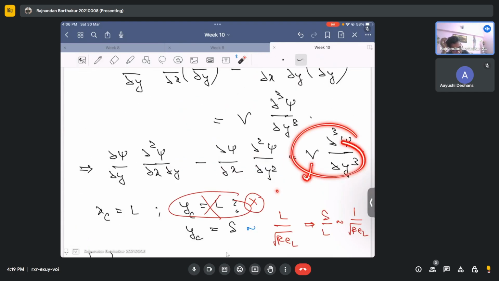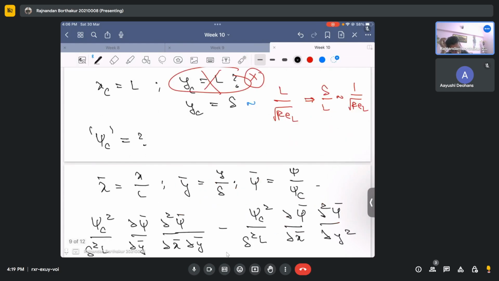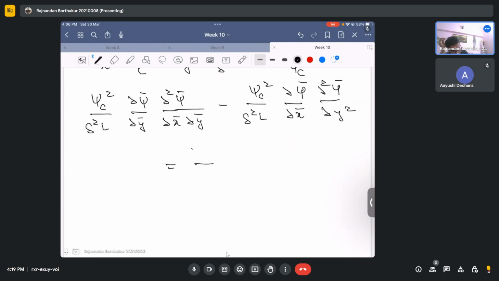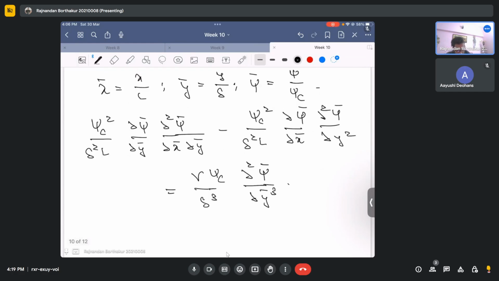So next we have this term. It scales as nu times psi c by delta cubed, which means this is nu psi c by delta cubed, and then we have the term del cubed psi bar by del y bar cubed. All right. So now what do we need to do in order to evaluate this psi c? Which terms do we need to compare basically?